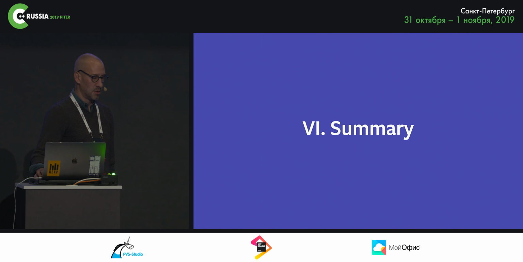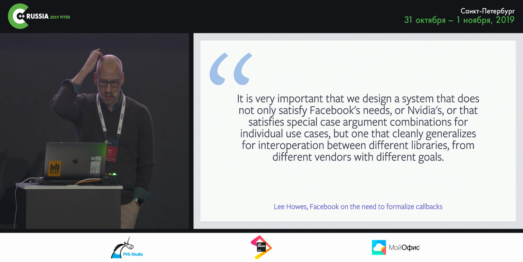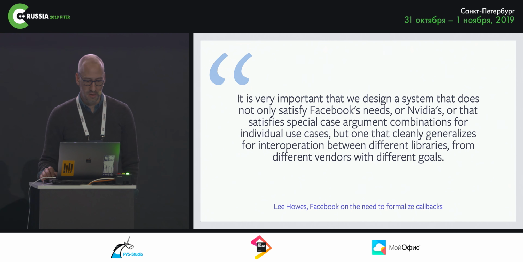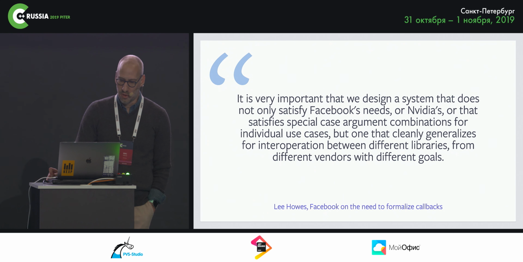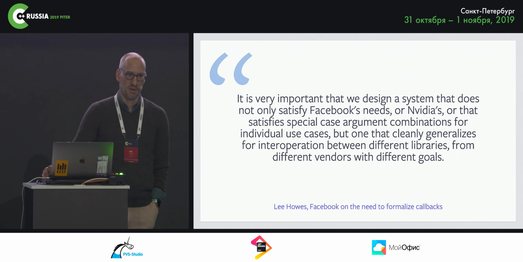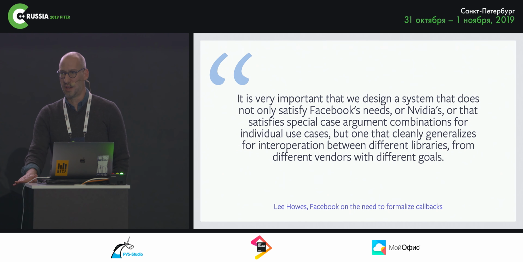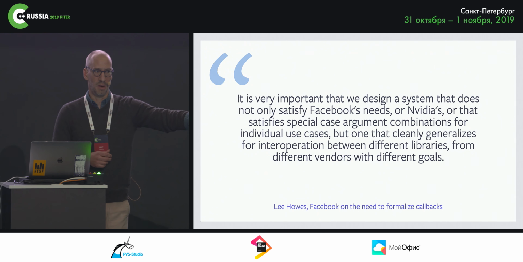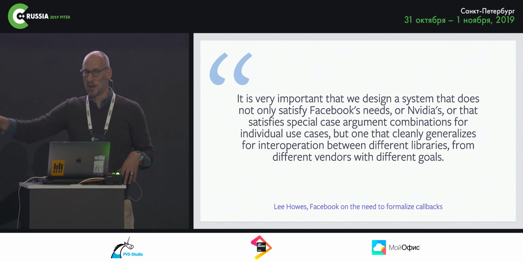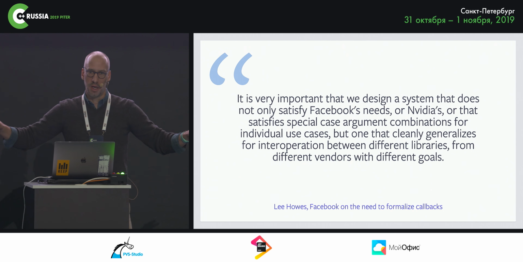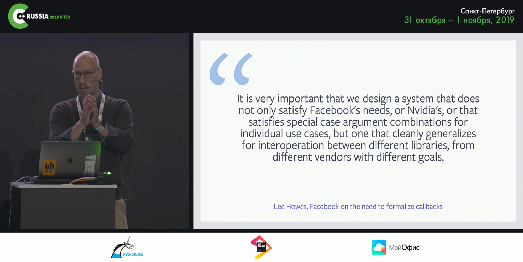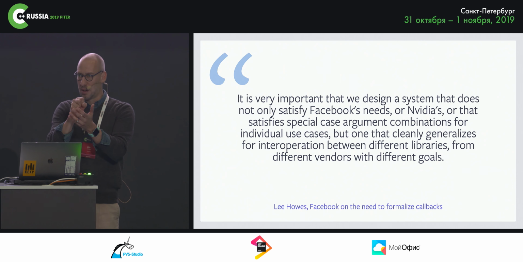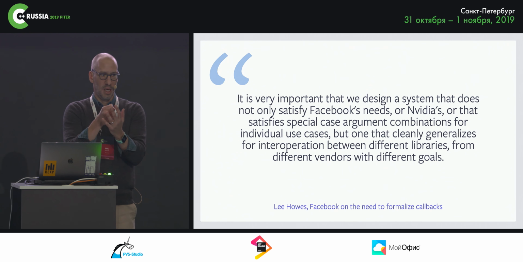So where are we now? It's very important that we design a system that does not only satisfy Facebook's needs or NVIDIA's, or that satisfies special case argument combinations for individual use cases, but one that cleanly generalizes for interoperation between different libraries from different vendors with different goals. This is ultimately the vision of the STL, of Alexander Stepanov's realization that you can separate the concerns of containers and how your data is represented from algorithms, how you operate on the data. And there's this piece in the middle, iterators, that can bridge the gap. This is what we're looking for: a piece in the middle that bridges the gap between your task graph and your scheduling. And sender-receiver, this lazy representation of your task graph, is this glue in the middle.